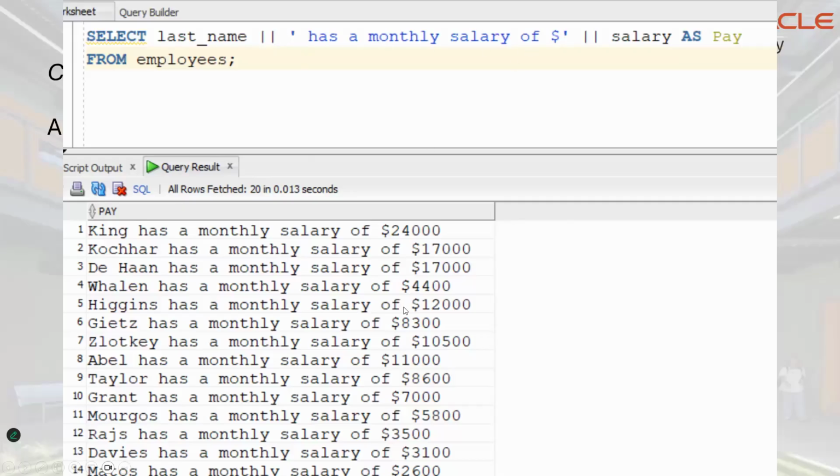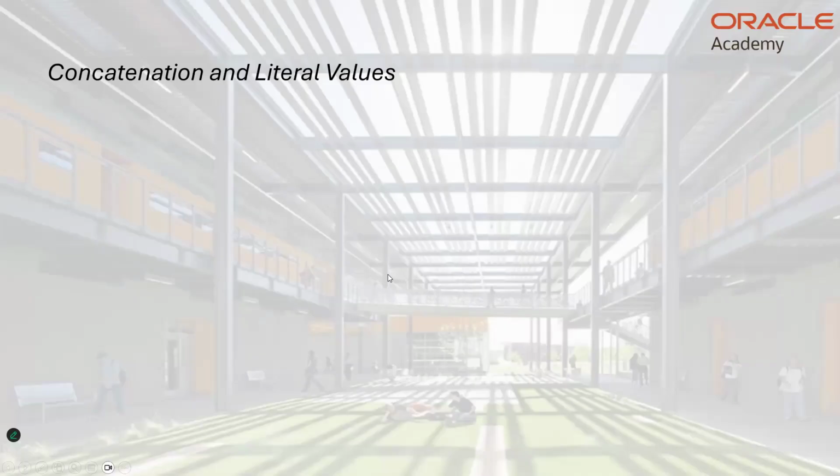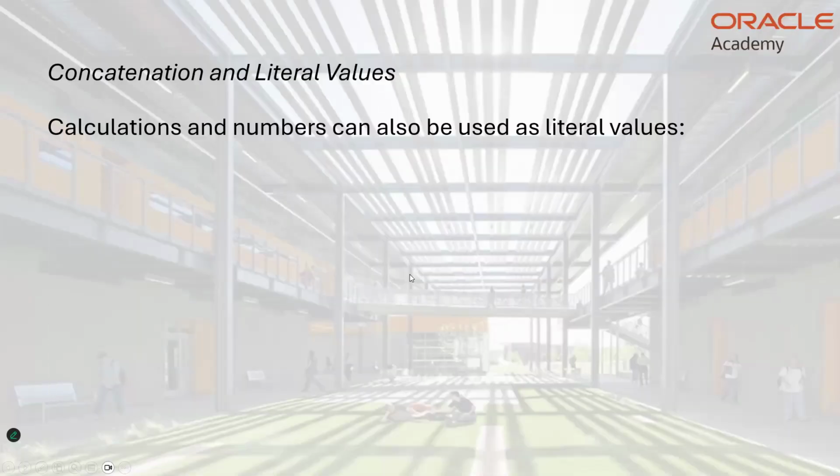And you don't even have to worry about, we know that pay or salary is a number. And we know that if you look at the table outside of that, yeah. All right. You can also do calculations using numbers and concatenation.